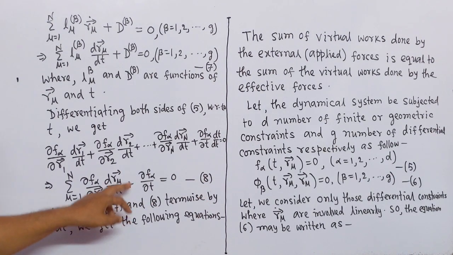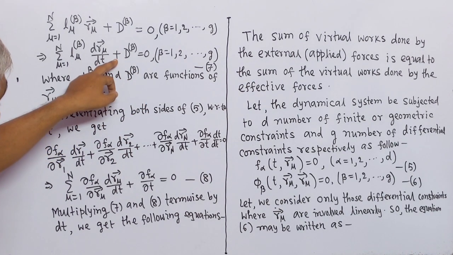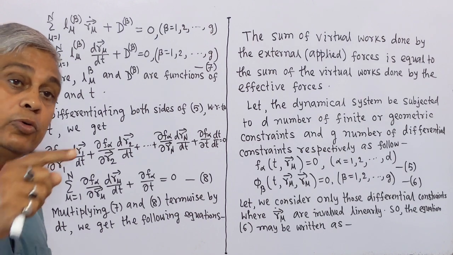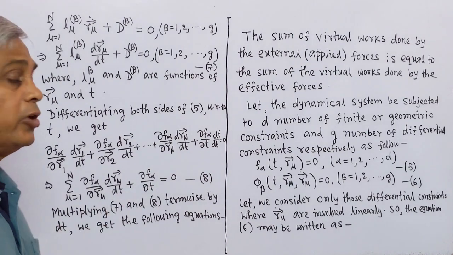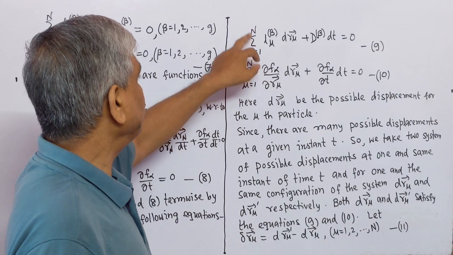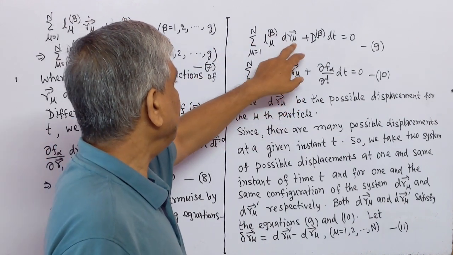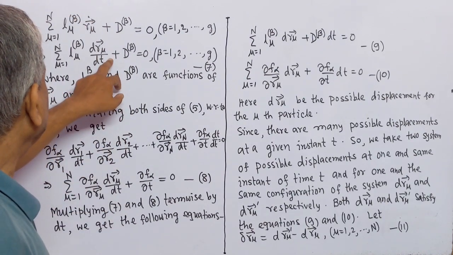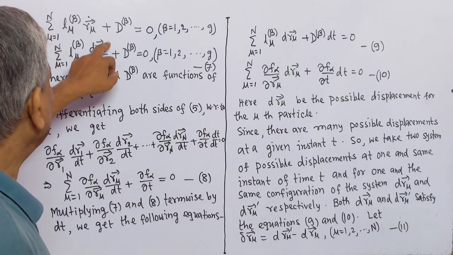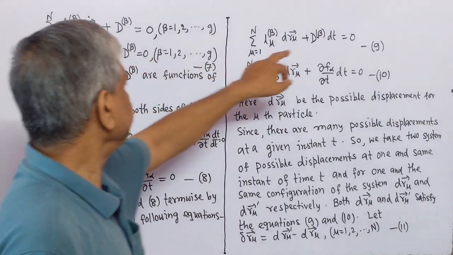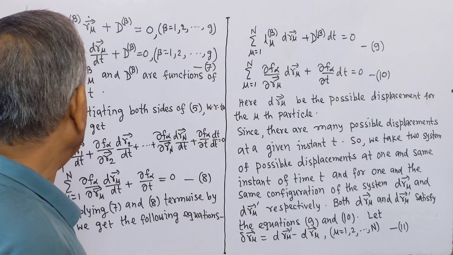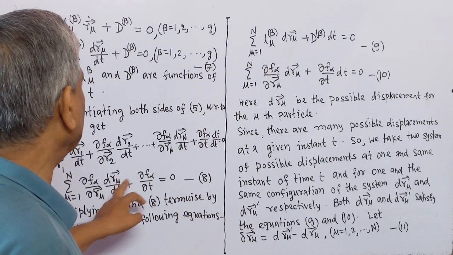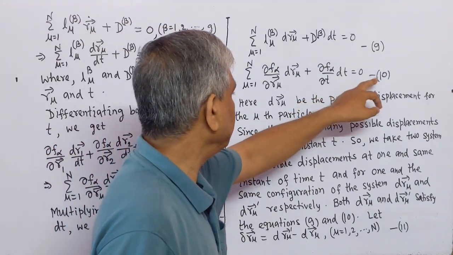Multiplying 7 here by dt term wise, and also multiplying 8 by dt term wise, means we multiply by dt to each term and then we add, we get the following equations. Sigma mu equal to 1 to n, l_mu beta dr_mu plus d_beta dt equal to 0. If we multiply this by dt, here remains only dr_mu, and here will be dt. This is equation 9. And multiplying equation 8 term wise by dt, here remains only dr_mu, and here dt, and this is equation 10.